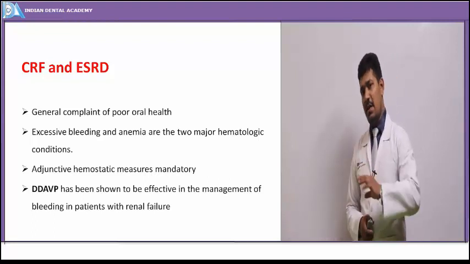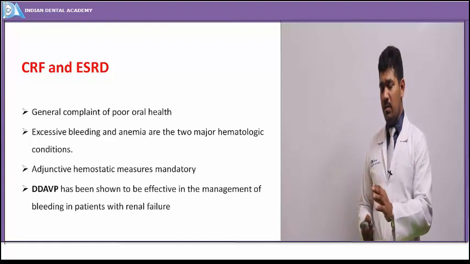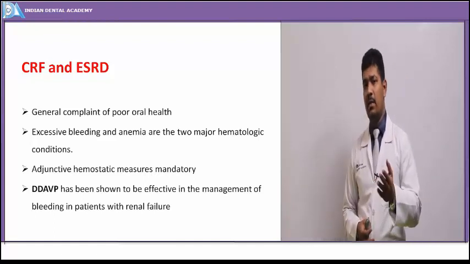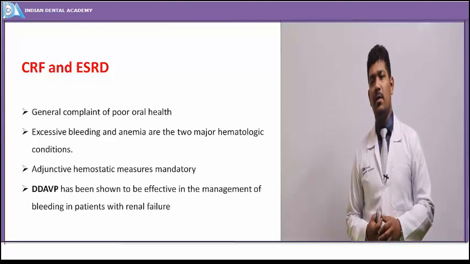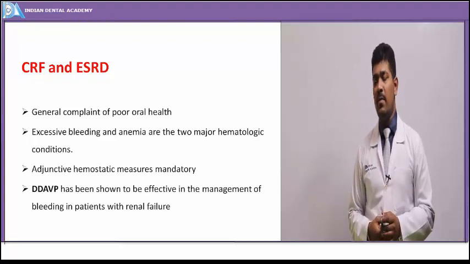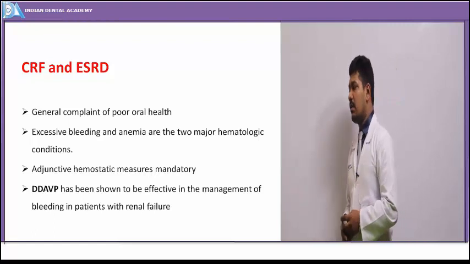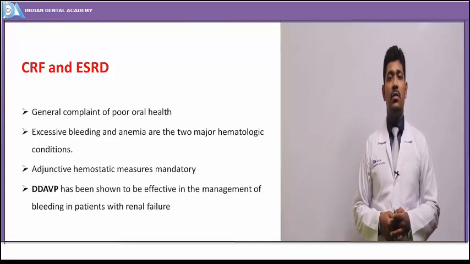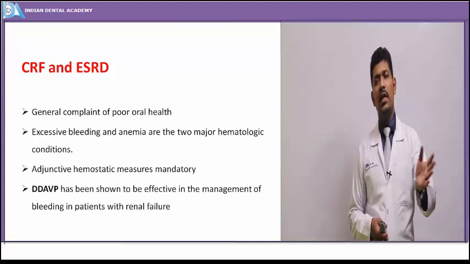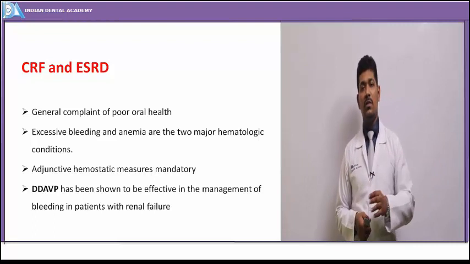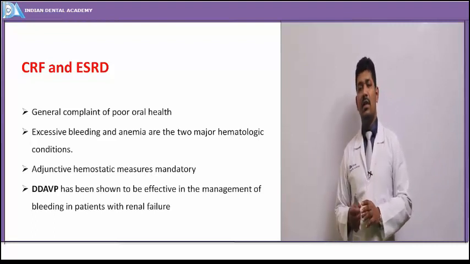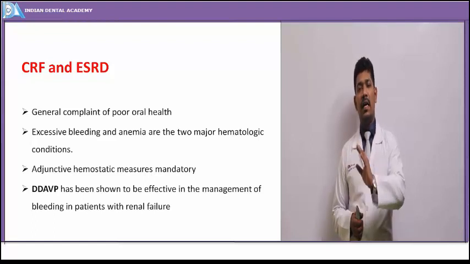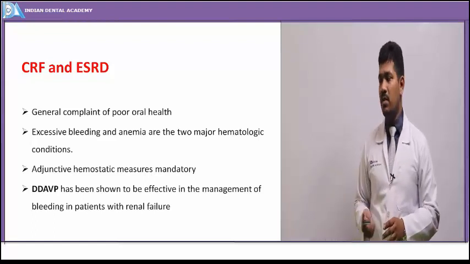So all these factors have to be taken care of, and among them, anemia and excessive bleeding are the most important, especially for an oral surgeon. So for all the adjunctive hemostatic measures, your emergency drugs should include DDAVP, also known as vasopressin, which has to be immediately available to provide hemostatic measures in these patients.